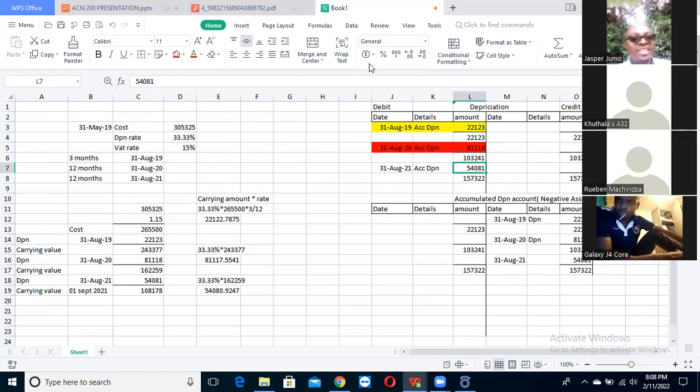Those are the two methods of depreciation that we have, and that is all I can talk about in as far as depreciation is concerned for today. The rest we'll see if you choose for us to remain together in the following lectures.